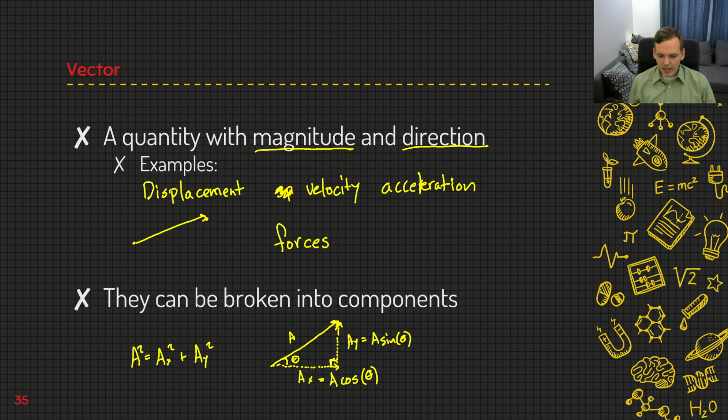So these A sub x and A sub y are components. They're basically the pieces in kind of the two different directions, these two perpendicular directions, the x direction and the y direction. And most of what we'll do in physics with vectors is breaking them into components, doing math with those components, combining them back together.